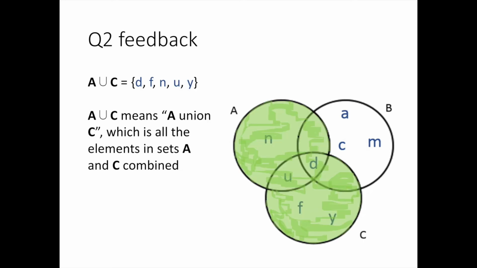Question 2, feedback. This question asked for all the elements in A union C. That means all the elements that are in sets A and C combined, as shown by the shaded area in this diagram. That was elements D, F, N, U and Y.